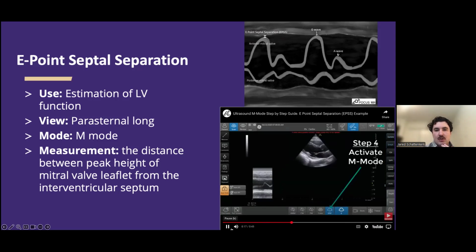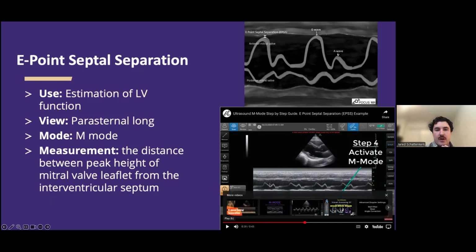And then once you activate M mode, you'll start to see a graphic representation of the movement of this mitral valve leaflet over the course of systole and diastole. And so the image on top is a drawing representation of it. And you can see here that what we're calculating is how close this anterior leaflet of the mitral valve gets to the interventricular septum. And so this is the EPSS value, this reading right here. It's pretty small on this drawing, but as you can see, in most patients there's a more significant distance to measure, which makes the measurements a little bit easier.